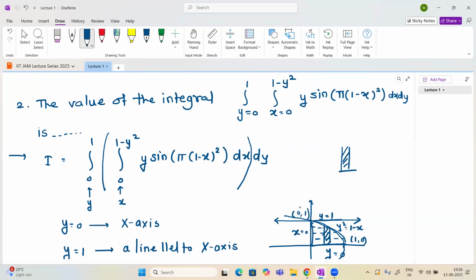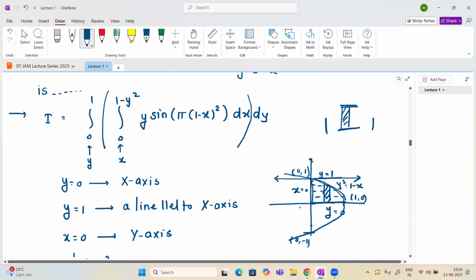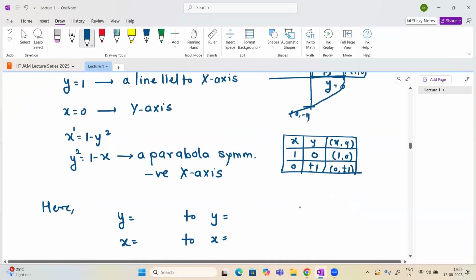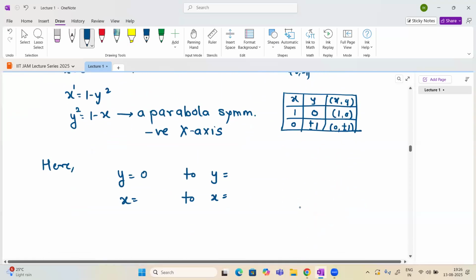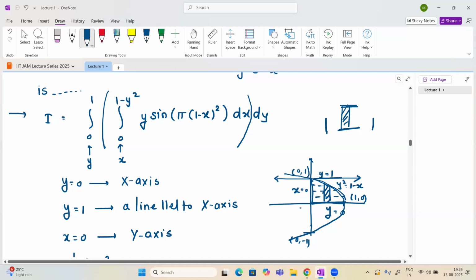Strip bounded below, bounded above, left to right. Understood? What did I say? Bounded below, bounded above, left to right. The strip is bounded below by what? The strip is bounded below by y is equal to 0. Agree with me? Yes, sir.